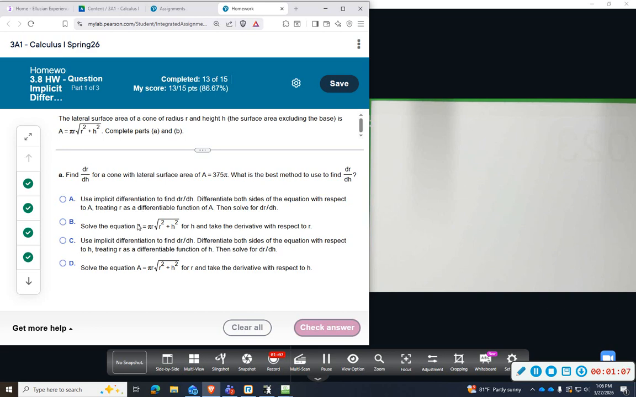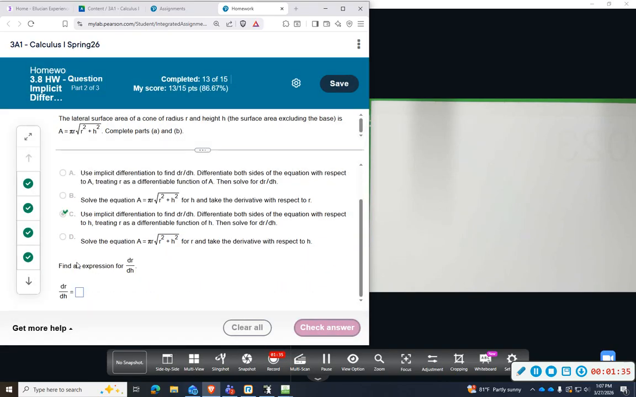It says solve the equation for h and then take the derivative with respect to r. Nope, again we're taking the derivative with respect to h. C says use implicit differentiation, differentiate both sides with respect to h, because that looks good since h is on the bottom, treating r as a differentiable function of h, and then solve for dr/dh. So C looks the best.